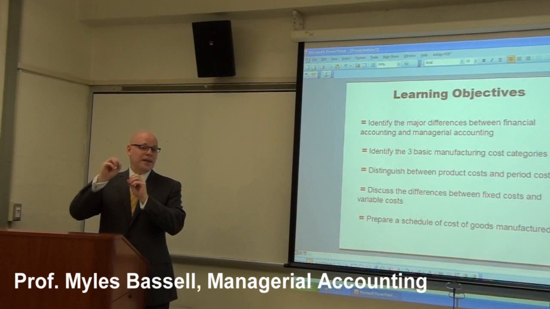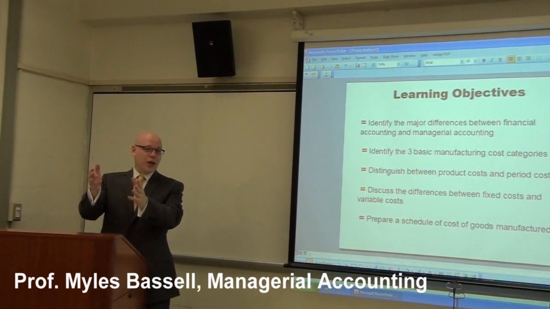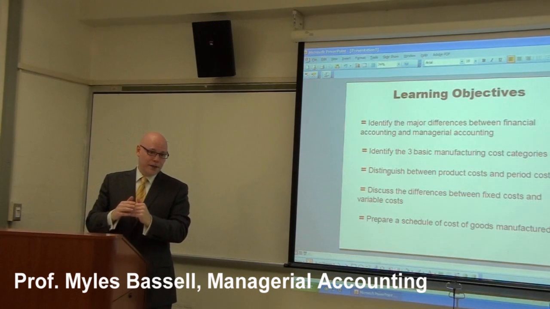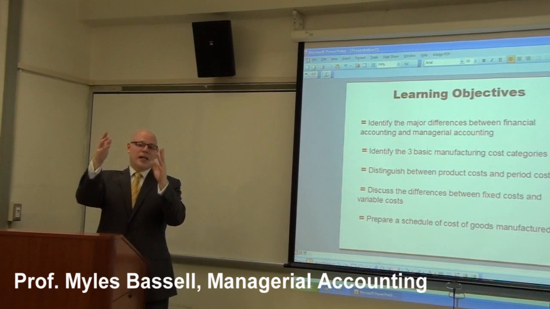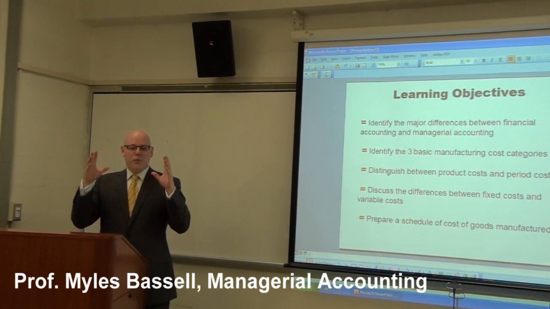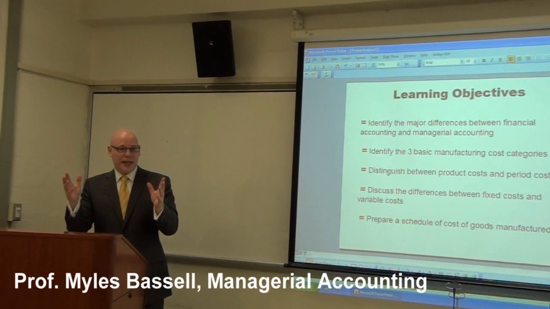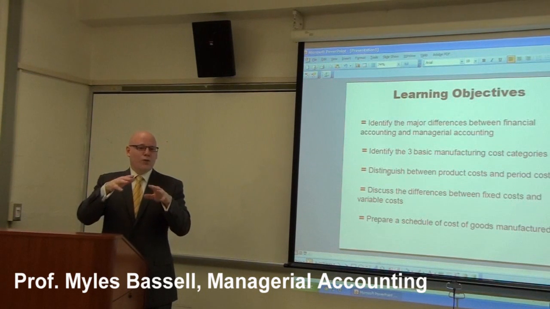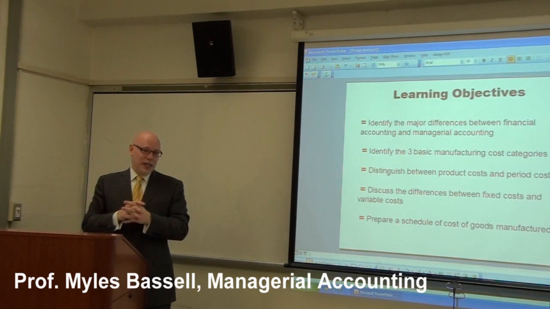So to recap, we said that there's manufacturing costs and non-manufacturing costs. The manufacturing costs include direct materials, direct labor, and manufacturing overhead. Manufacturing overhead includes indirect materials and indirect labor. So that's an overview of some of the key terms as it relates to managerial accounting and cost accounting. Because what we want to look at is the impact that these costs have on the organization.